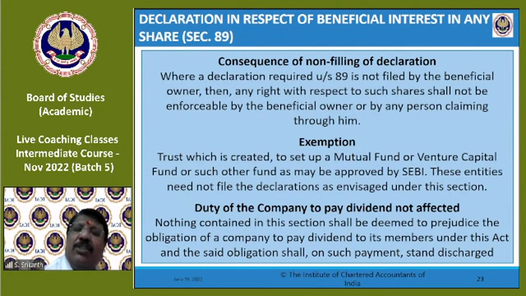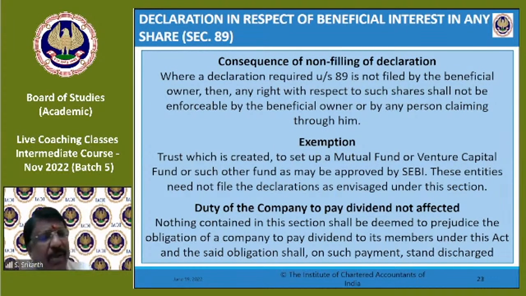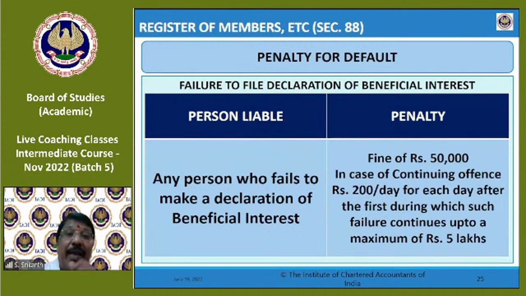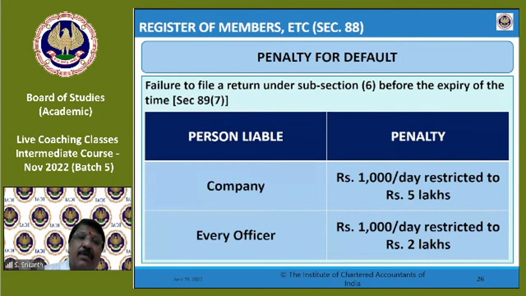In case the company has to pay dividend, even if the beneficial owner's name is disclosed, they can continue to pay the dividend to the person whose name is mentioned as the owner. Central government can exempt companies from the provisions of Section 89, etc. In case there is a failure, there is a fine of 50,000 rupees and 200 rupees for every day up to 5 lakhs when you fail to declare beneficial interest.